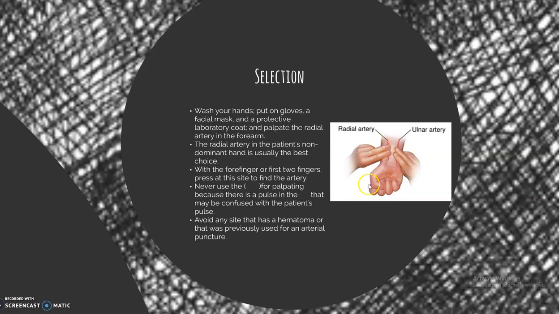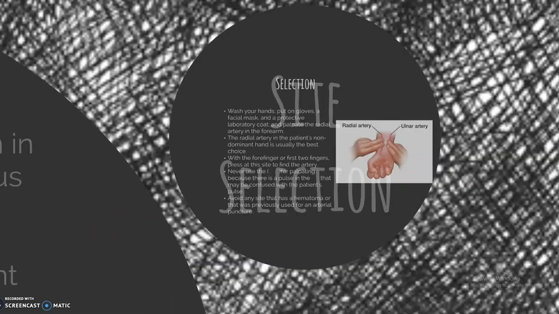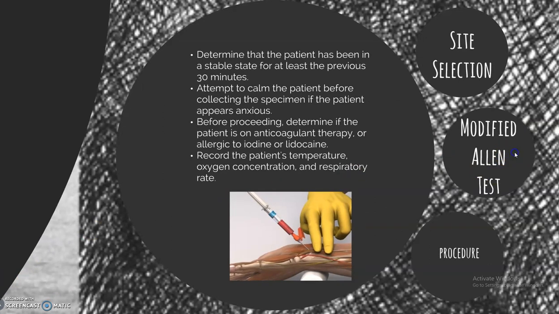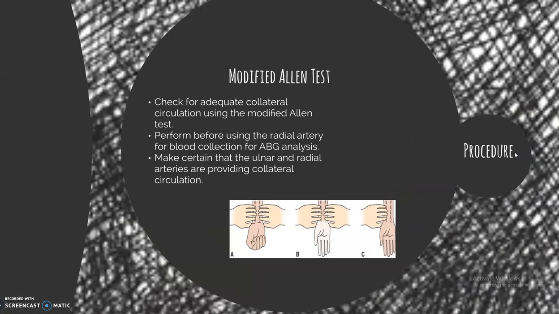So we'll do pressure like this on the ulnar and radial arteries. The procedure to determine which hand we would use is called the modified Allen test. It's to check for adequate collateral circulation using the modified Allen test. It's performed before using the radial artery for blood collection for ABG analysis. It makes certain that the ulnar and radial arteries are providing collateral circulation.